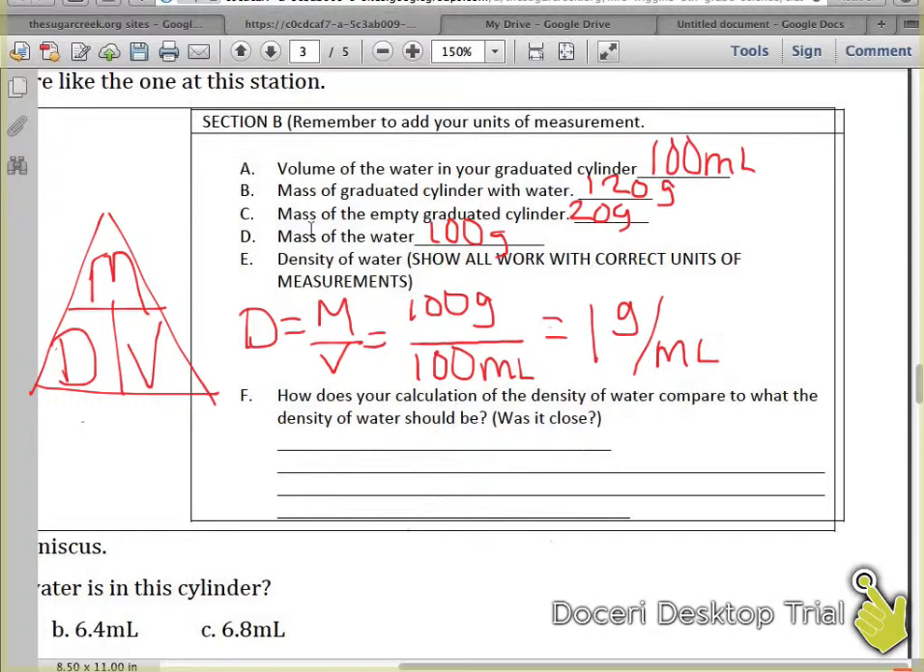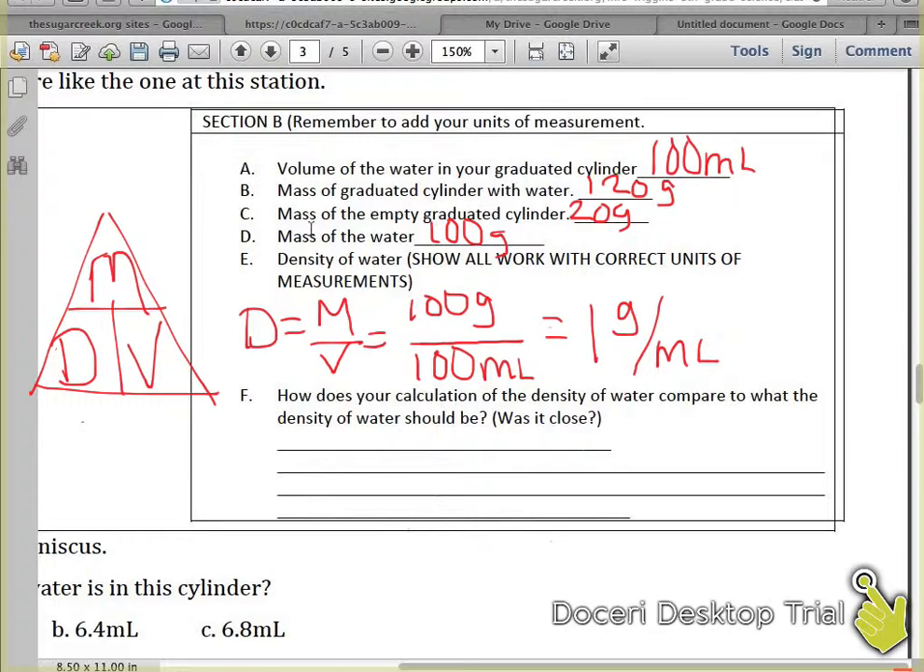Now, question F asks, how does your calculation of water compare? Here's where a lot of you got stuck because you didn't understand what compare means. Compare means what are the similarities? Where did you look for the similarities between your answer and what density should be?